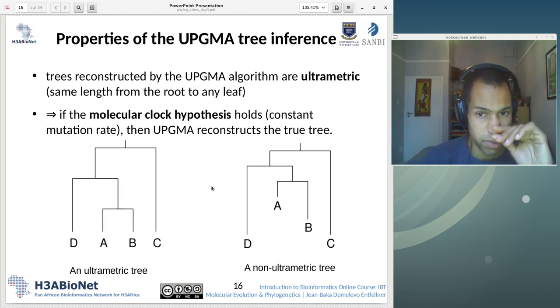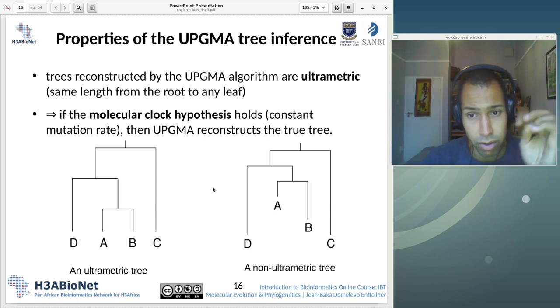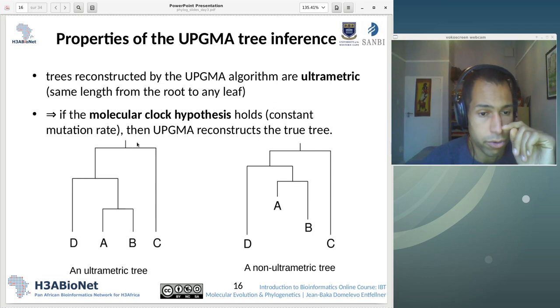Properties of the UPGMA tree inference. The trees reconstructed by UPGMA are ultrametric by construction. Okay, they are rooted trees, and there is the same length for the path from the root to any leaf. So this is an example of an ultrametric tree. The distance between the root and D is the same as the distance between the root and A. Okay.